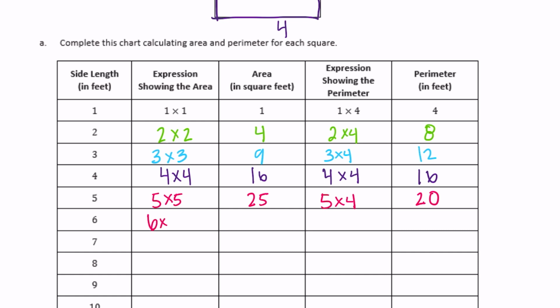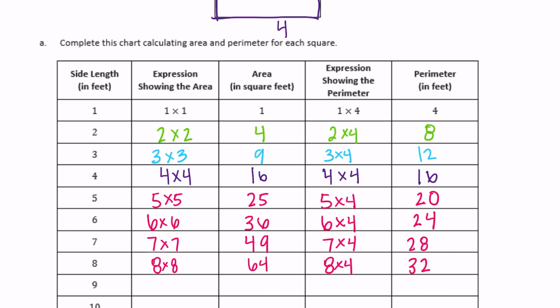If we had a 6 by 6 square, the area would be 36. Each side is 6 times 4 sides. Perimeter is 24. For a 7 by 7, the area would be 49. 7 times 4 sides would be 28. If it was an 8 by 8, it would be 64. And the perimeter, 8 times 4 sides, would be 32. If we had a 9 by 9, the area would be 81. 9 times 4 sides would give us a perimeter of 36.